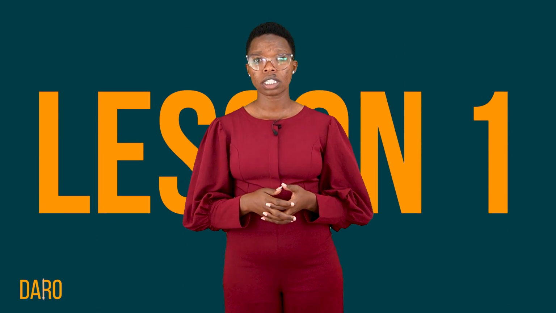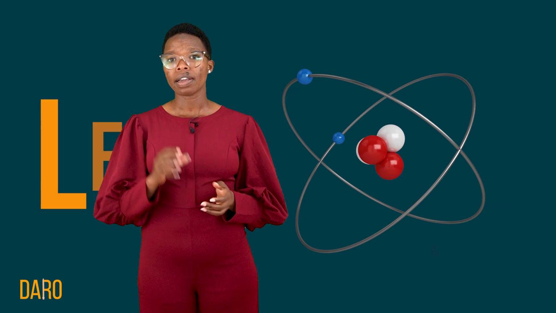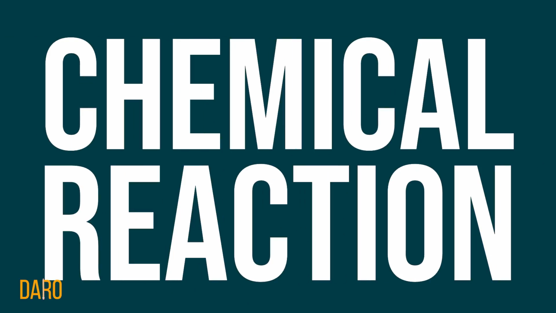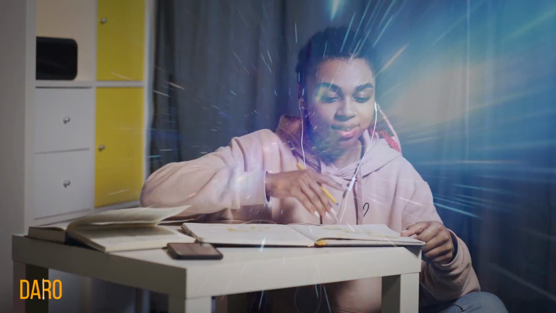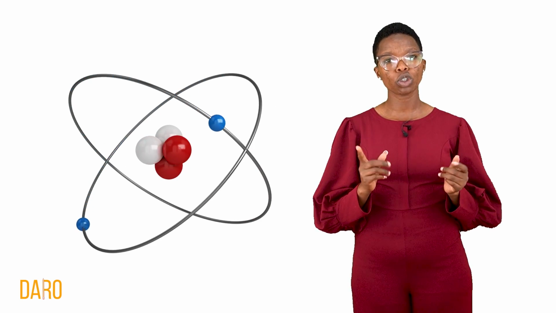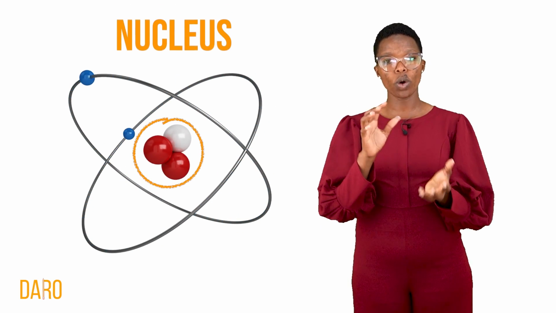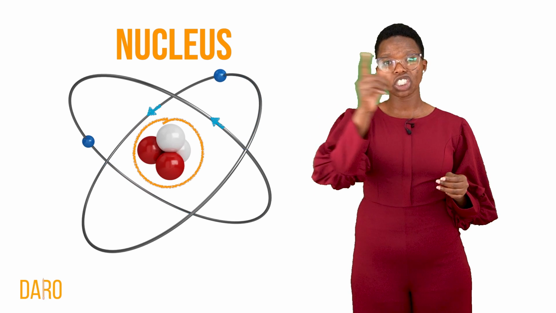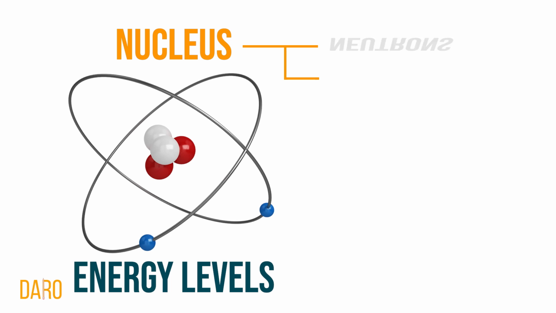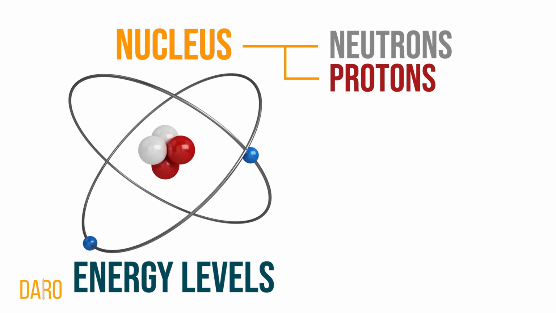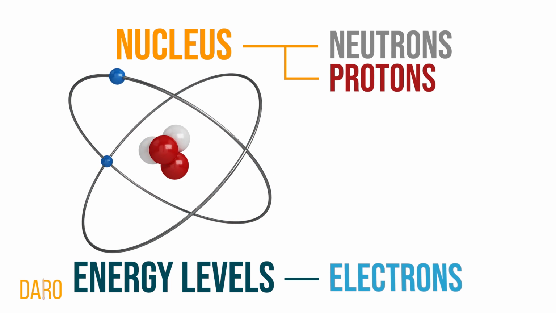In our last lesson, we learned that atoms, despite them being very small, are the most important particles because they do take part in a chemical reaction. Everything you see around us, including me and you, are made up of atoms. Let's quickly remind ourselves. Atoms have two regions: the nucleus, which is at the center, and the energy levels that surround the nucleus. Inside the nucleus, we found the neutrons and the protons. And on the energy levels, we found the electrons.